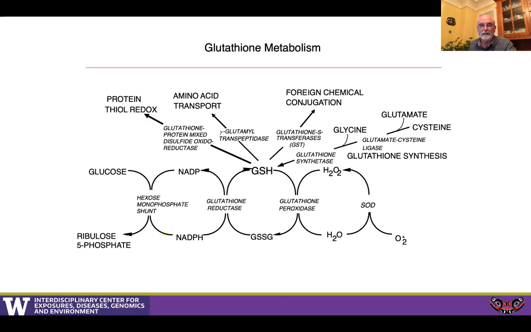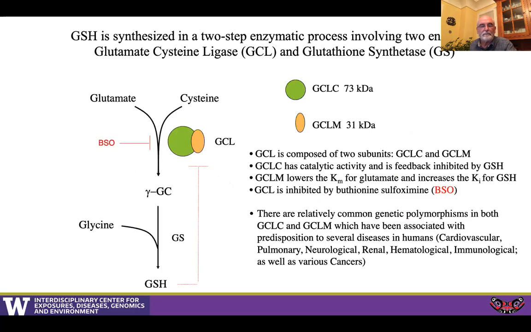Glutathione is also synthesized in a two-step reaction indicated here, and it's a little bit more higher resolution and detail in this slide. Glutathione is synthesized in a two-step enzymatic process, again, involving glutamate cysteine ligase and glutathione synthetase.